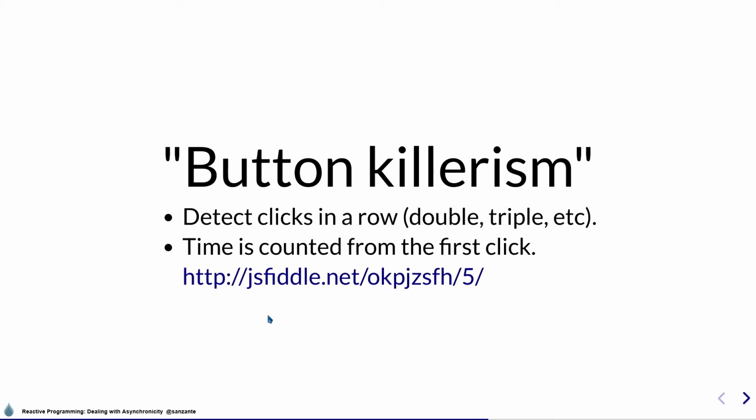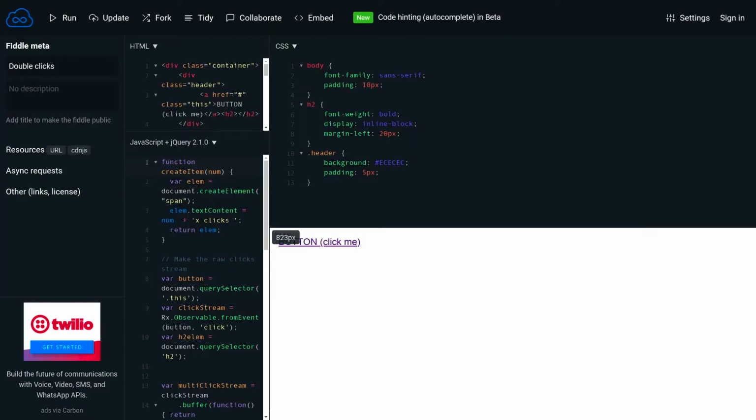We can see how it works, because I think it's better. Okay. As you see, if I click, I have detected 4 clicks. So 2. If I try to go faster, I can get 4, 5, 3.